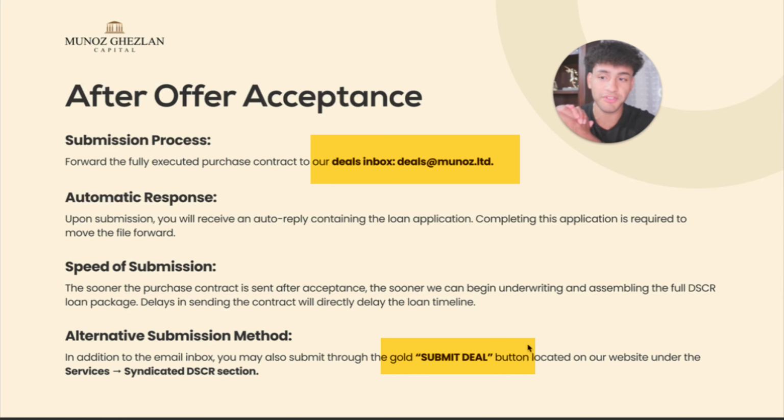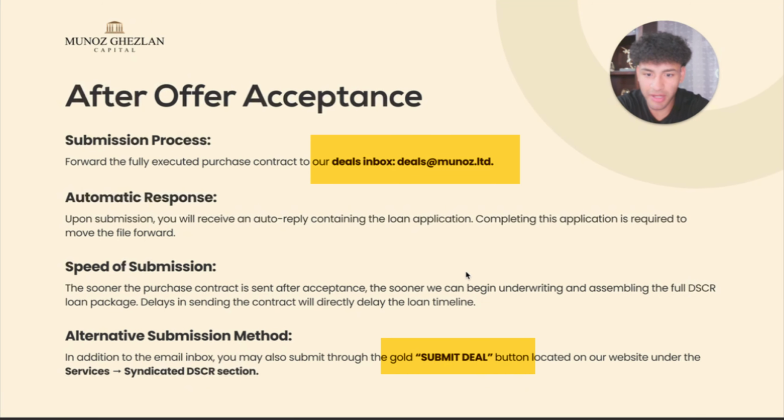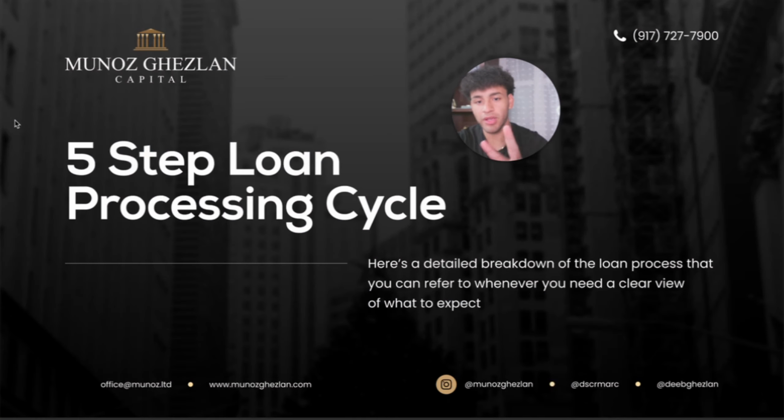And that's what you do once you get an offer. At this point, you guys have submitted a deal. There are 2 ways to submit a deal. We talked about sending it to the deals inbox and clicking the gold submit deal button on our website. And now we're getting into the fun part of DSCR loans, which is the processing cycle.